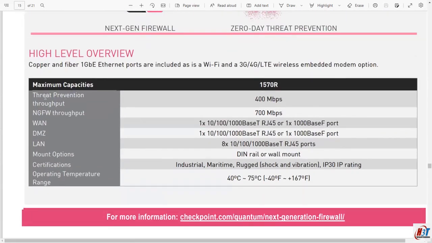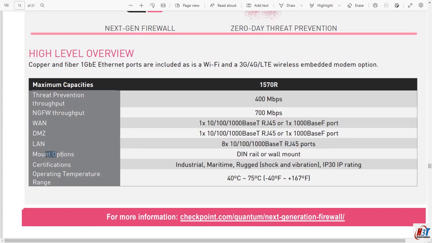And the numbers, if you talk about threat prevention, is 400 Mbps, and throughput for the NGFW is 700 Mbps. WAN, you get 1 into either 10, 100 or 1000 base T RJ45, or 1 into 1000 base F port. Either you can go for the RJ45 Ethernet ports, or you can go for the fiber ports, but only one of them. So you have to choose for the WAN as well as for the DMZ, right? Moving on, the LAN, you have 8 into again 1000, 100 or 10 MB RJ45 only. So here you don't have the option for fiber.